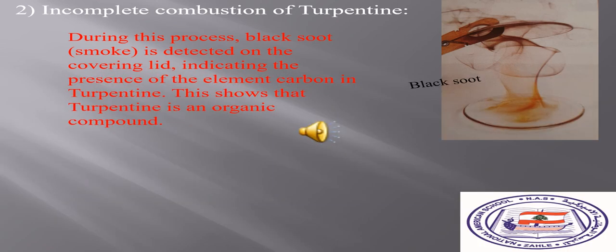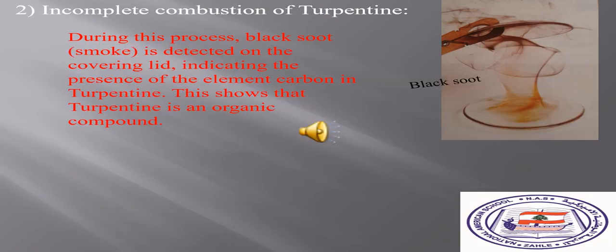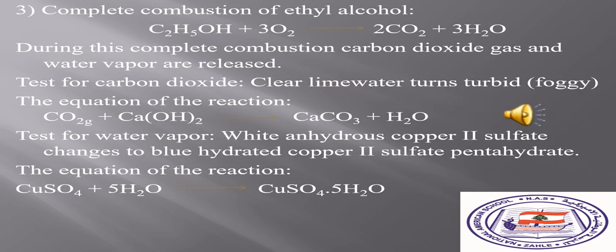And if you touch the walls of the lid, you will have a black deposit on your finger, indicating the presence of the element carbon in turpentine. This means that turpentine is an organic compound since it contains the element carbon.